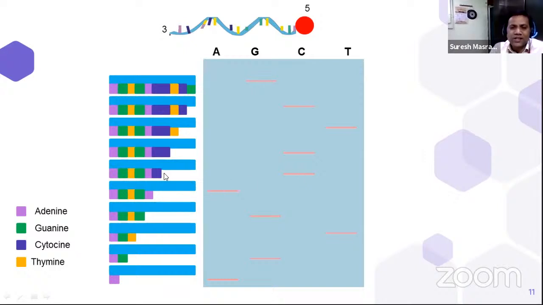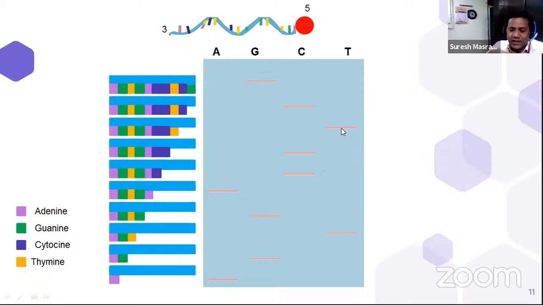Therefore, the sixth nitrogenous base which is present in this newly formed DNA strand must be cytosine. Then just above it, there is again a band in the same lane, indicating that the seventh nitrogenous base must be cytosine, as the seventh nucleotide is dideoxycytosine triphosphate.